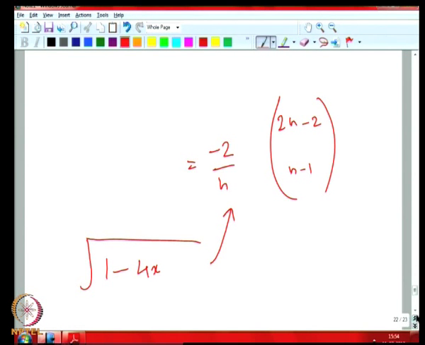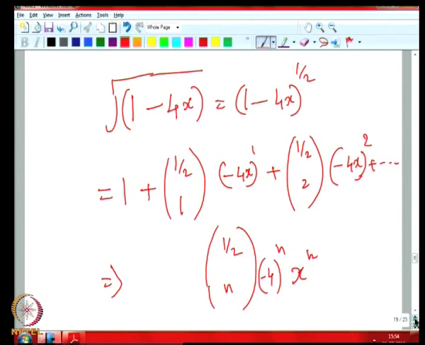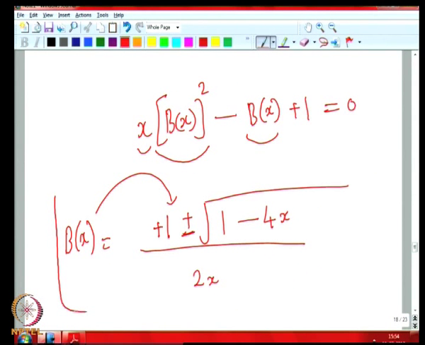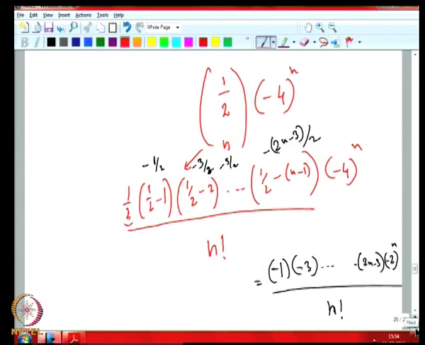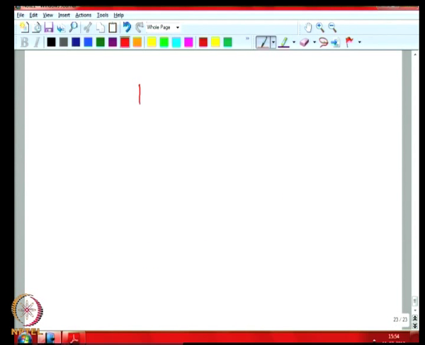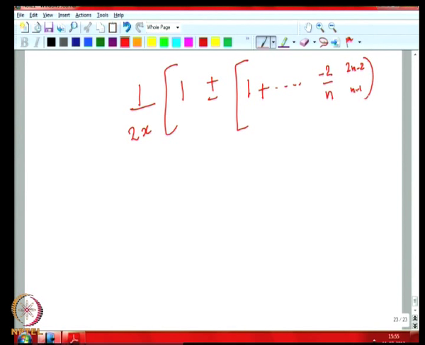But then this was not exactly the thing we were trying to do, we were trying to do something more than that. Actually b of x was this. So, we only explored this 1 minus 4x. So, we can try to write this entire thing now. This will look like this. So, we have a 1 by 2x and we have a 1 plus or minus and the rest is 1 plus something. The x raised to n term is minus 2 by n into 2n minus 2 choose n minus 1 into x raised to n and so on.